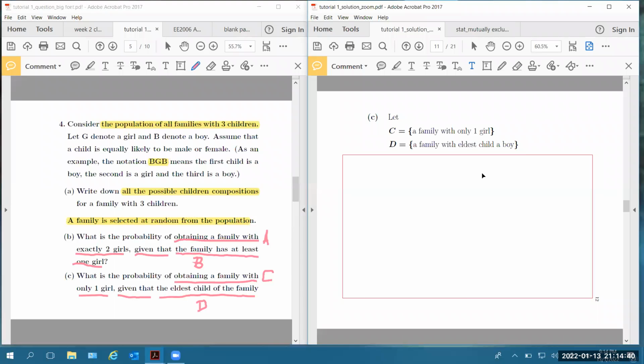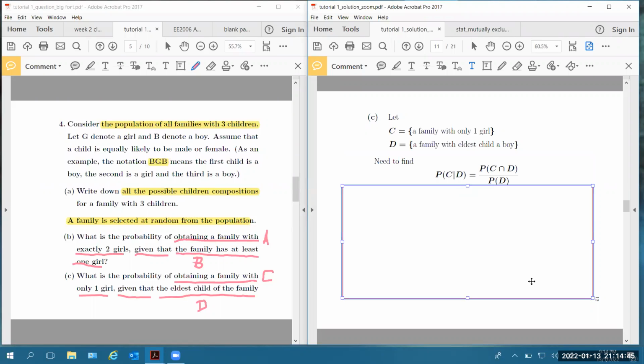Right. So now let's go and see what we want to find. We are looking at probability of C given D. Probability of C given D. And this is the formula. All right. So now we know what to find already. Let's go and find. We shall find the numerator and the denominator. Okay, so let's go and do that. First of all, let's get the probability of D.